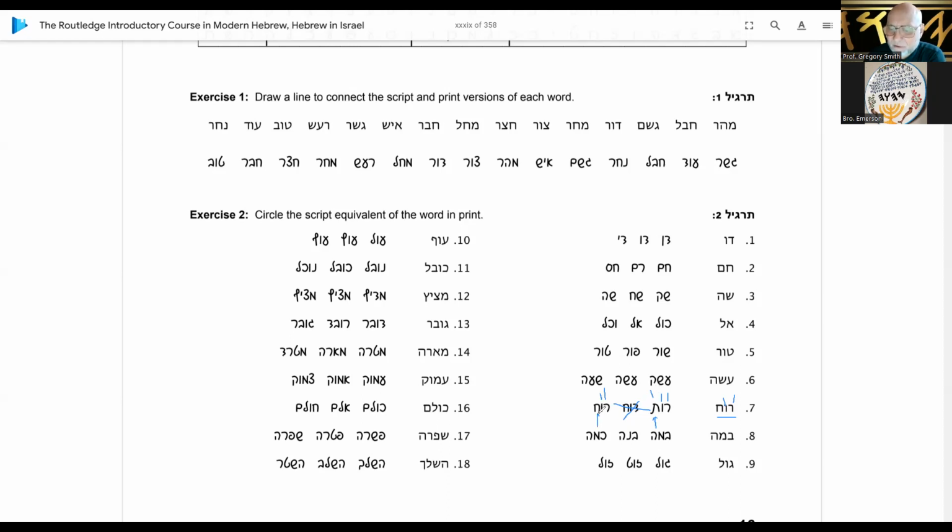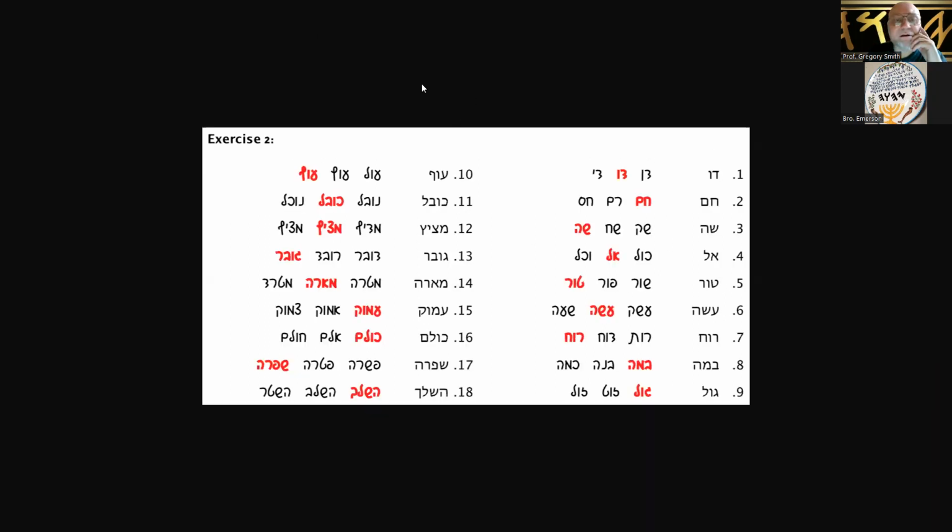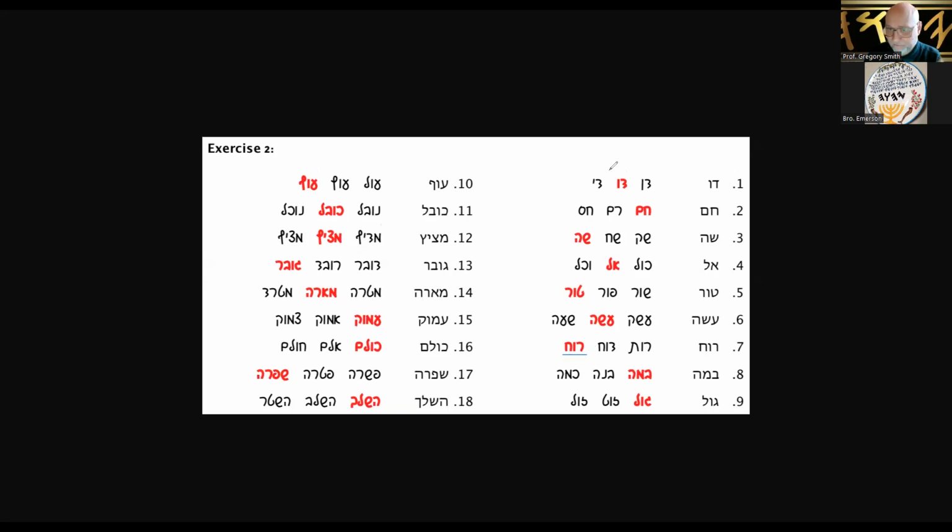Now, the nice thing about the chet in cursive Hebrew is that it looks just like the chet in block script. So it's going to be the last one. Well, let's double check that. That is for number 7, and there it is. It is the last one, ruach in cursive.